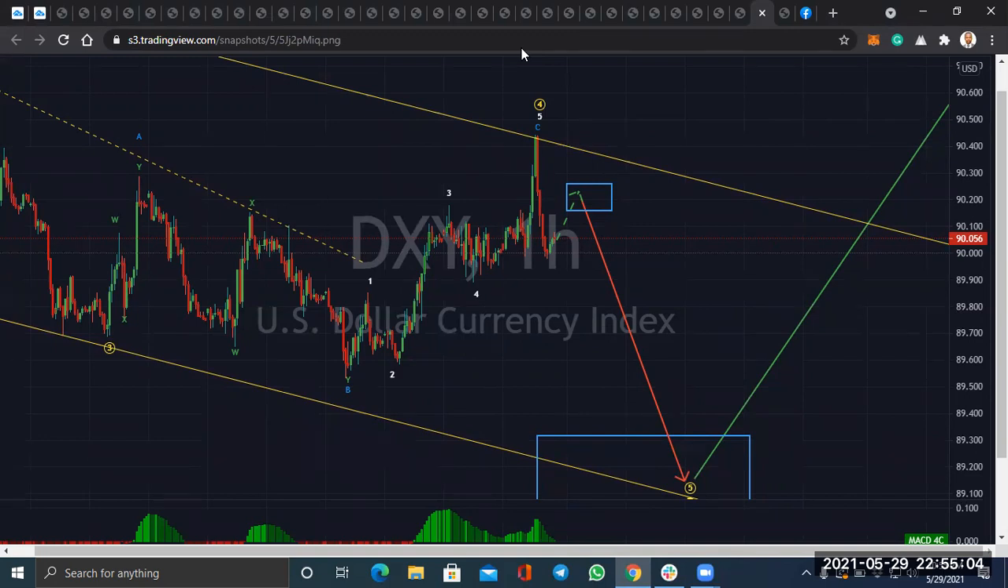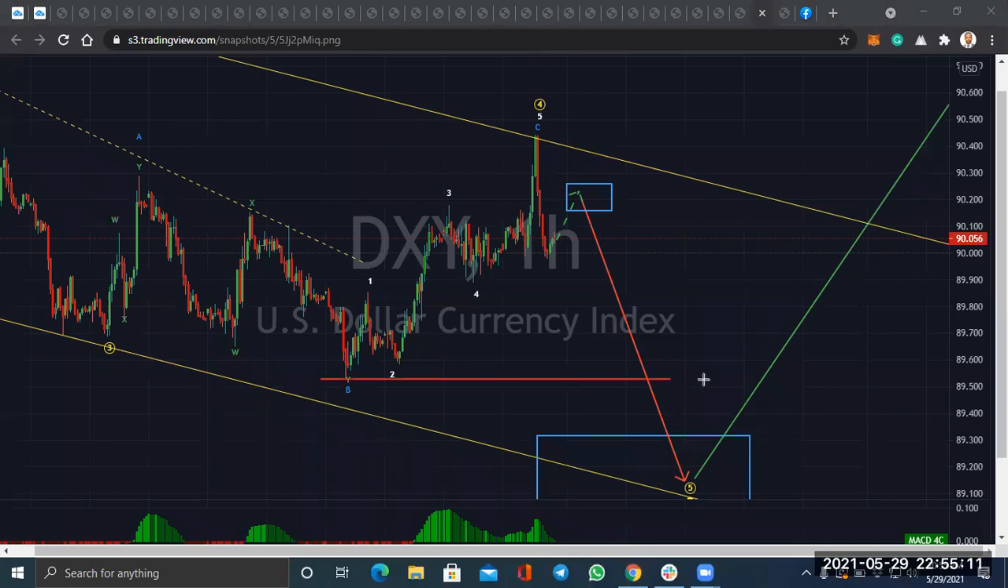or at least it will come to this very low, at least. But I'm expecting it to go all the way to this place before we have another move up. Okay. That is for DXY.